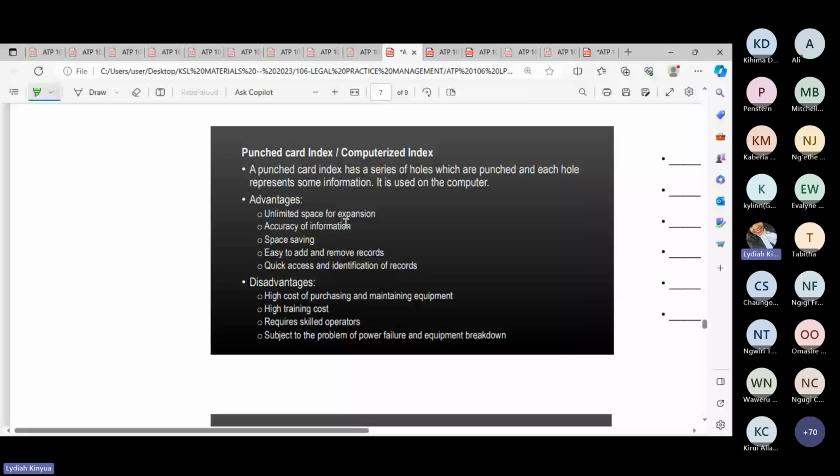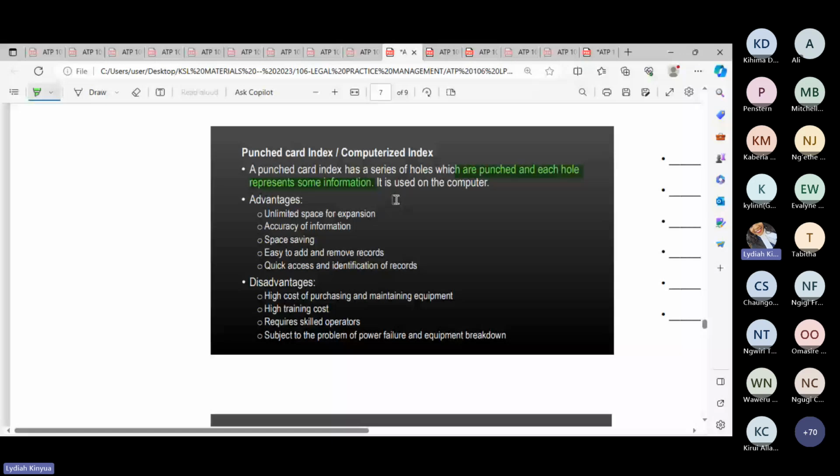So a punched card index, or computerized index, is where a punched card has a series of holes which are punched, and each hole represents some information. And it is used on a computer.